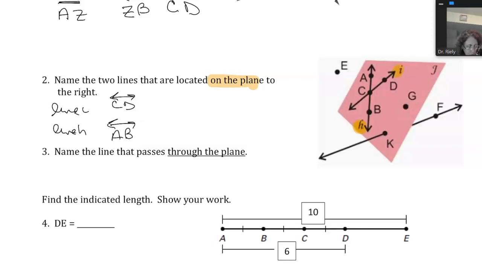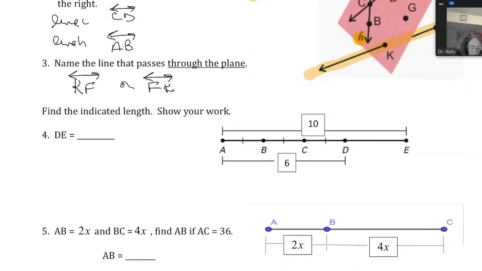Name the line that passes through the plane. Okay, this line passes through the plane. It doesn't have a small letter, so the only way I could name it is either KF with this line symbol or FK with the line symbol. Those are my only options for naming that line. Okay, number 4, find the indicated length and show your work. So if the whole piece is 10 and the little piece is 6, then the other little piece will be 4. So that would be sufficient showing your work.